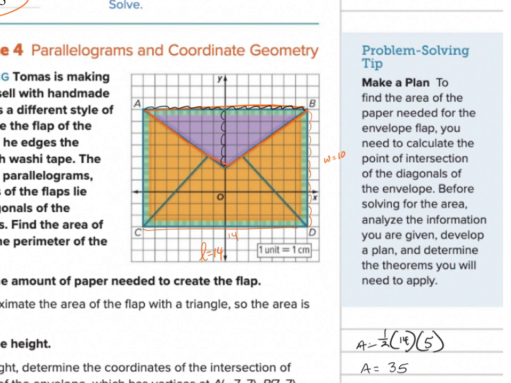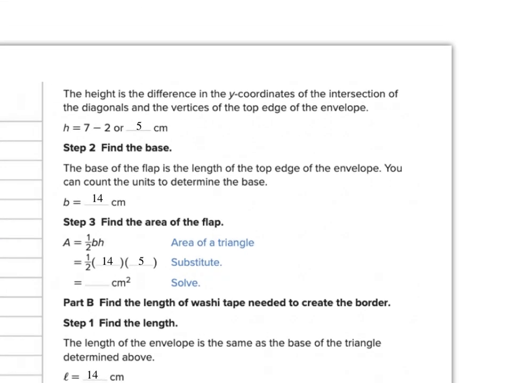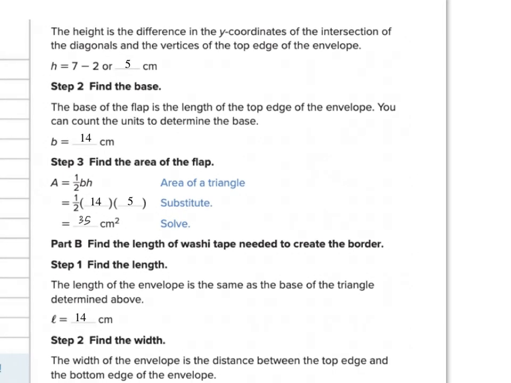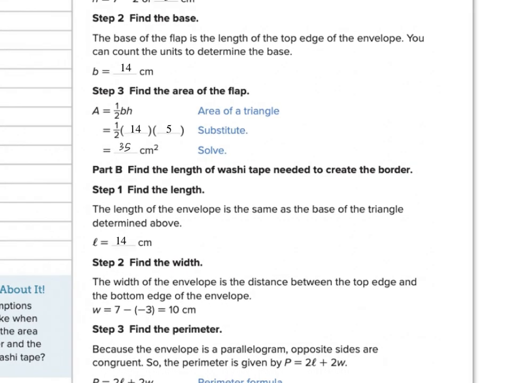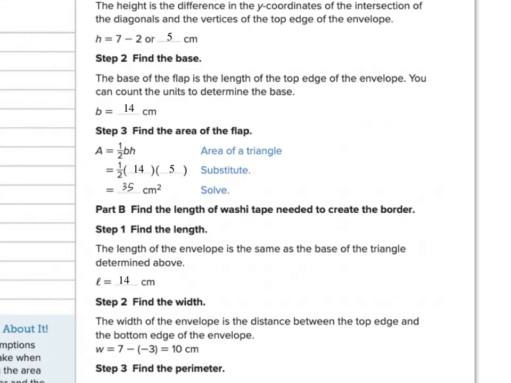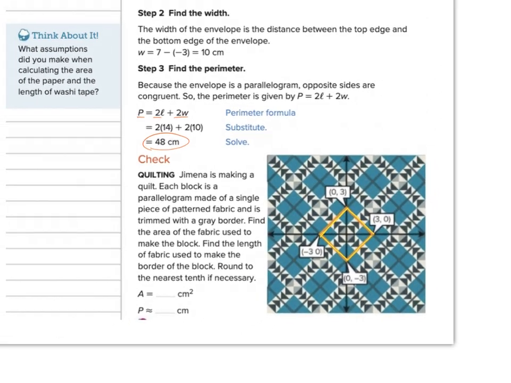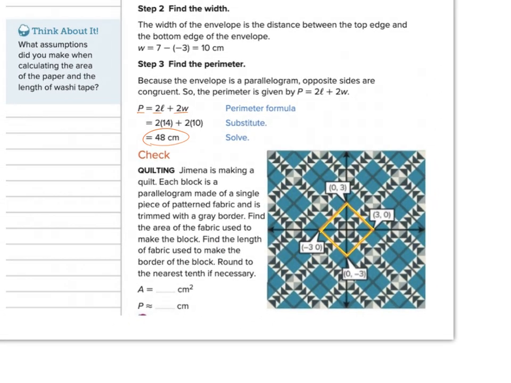Now perimeter, of course, I have to do 2 times my width, and then 2 times my length. Okay, they came up with that. They determined, yes, that the area of the flap was 35 centimeters. Now, the length of the washi tape needed to create the border, the length of the washi tape perimeter. And in doing so, perimeter equals 2 times L plus 2 times W, and they came up with 48. That's what we're doing here, using these properties of parallelograms.